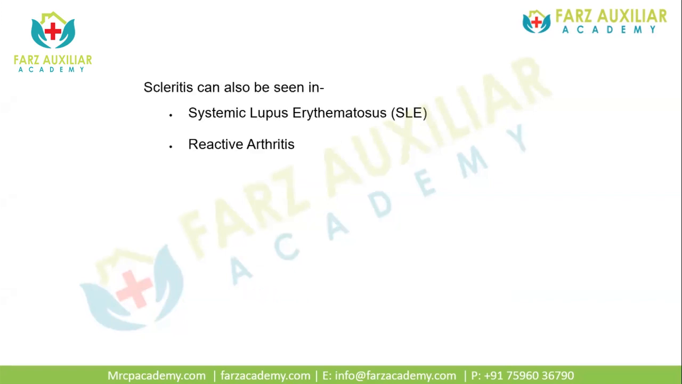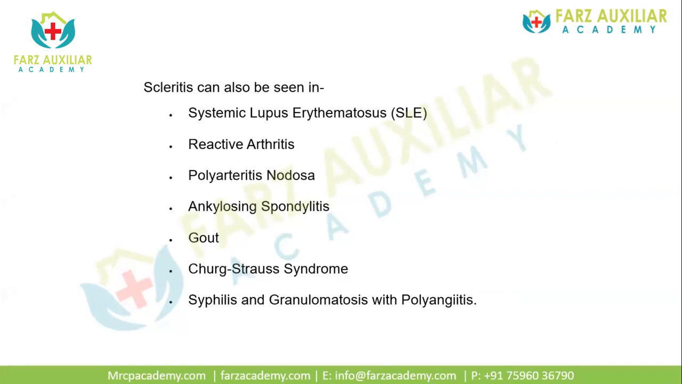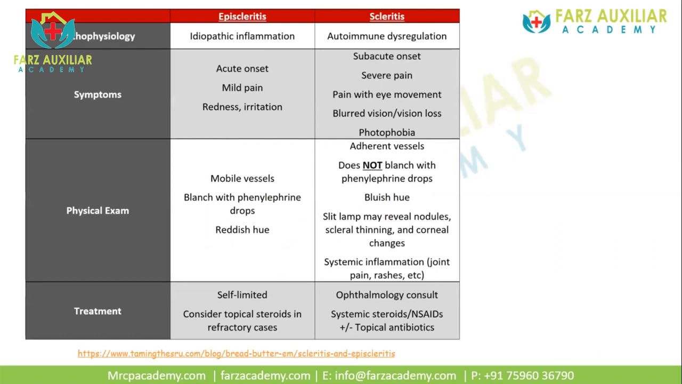It's also seen in SLE, reactive arthritis, PAN, ankylosing spondylitis, gout, Churg-Strauss syndrome, syphilis, and granulomatosis with polyangiitis, which of course is the new name for, can anyone tell me? It's Wegener's granulomatosis. Okay, so that's the new name, GPA. So this is a little comparison between episcleritis and scleritis according to the pathophysiology, symptoms, examination findings, and treatment.